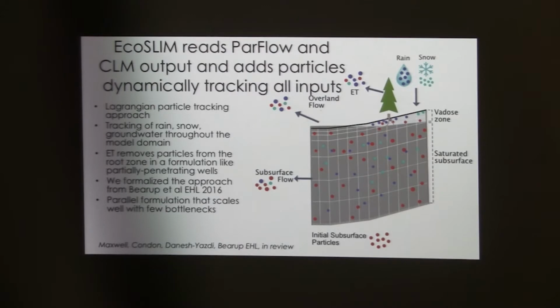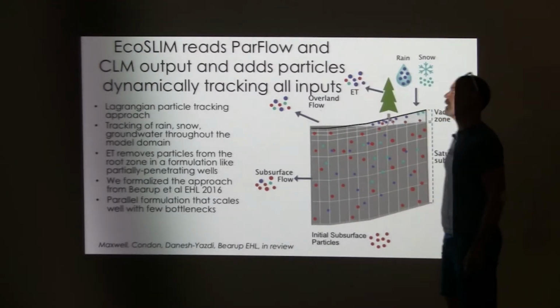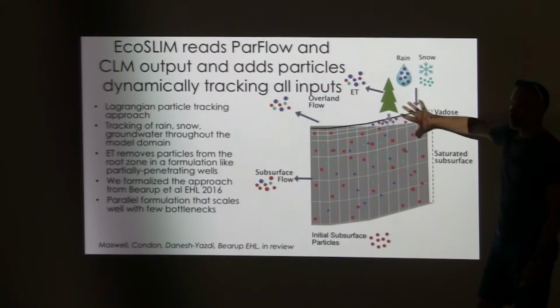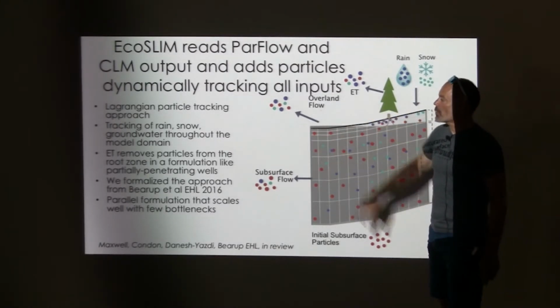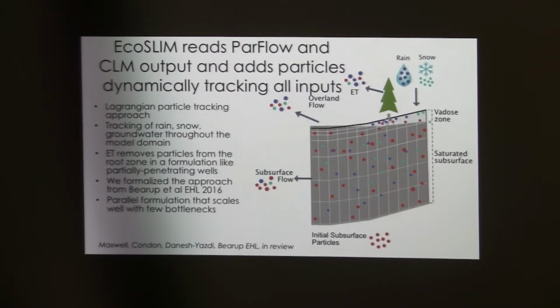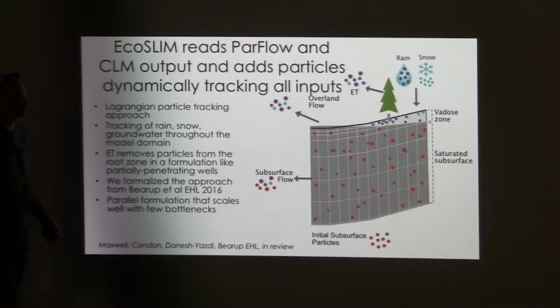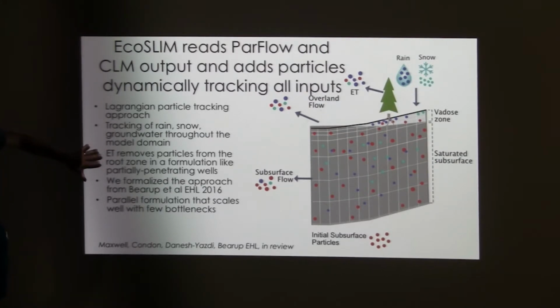And what EcoSlim does is EcoSlim reads ParFlow and CLM output, and it dynamically puts in particles. So every time it rains, every time the snow melts, every event, it adds particles to the simulation. And then I actually borrowed from way back when we ran coarse resolution groundwater models, and we weren't able to delineate the capture zone of the well. We had these partially penetrating well random approaches to how much water got captured in the well capture zone and got removed. And so I actually reformulated that for ET.